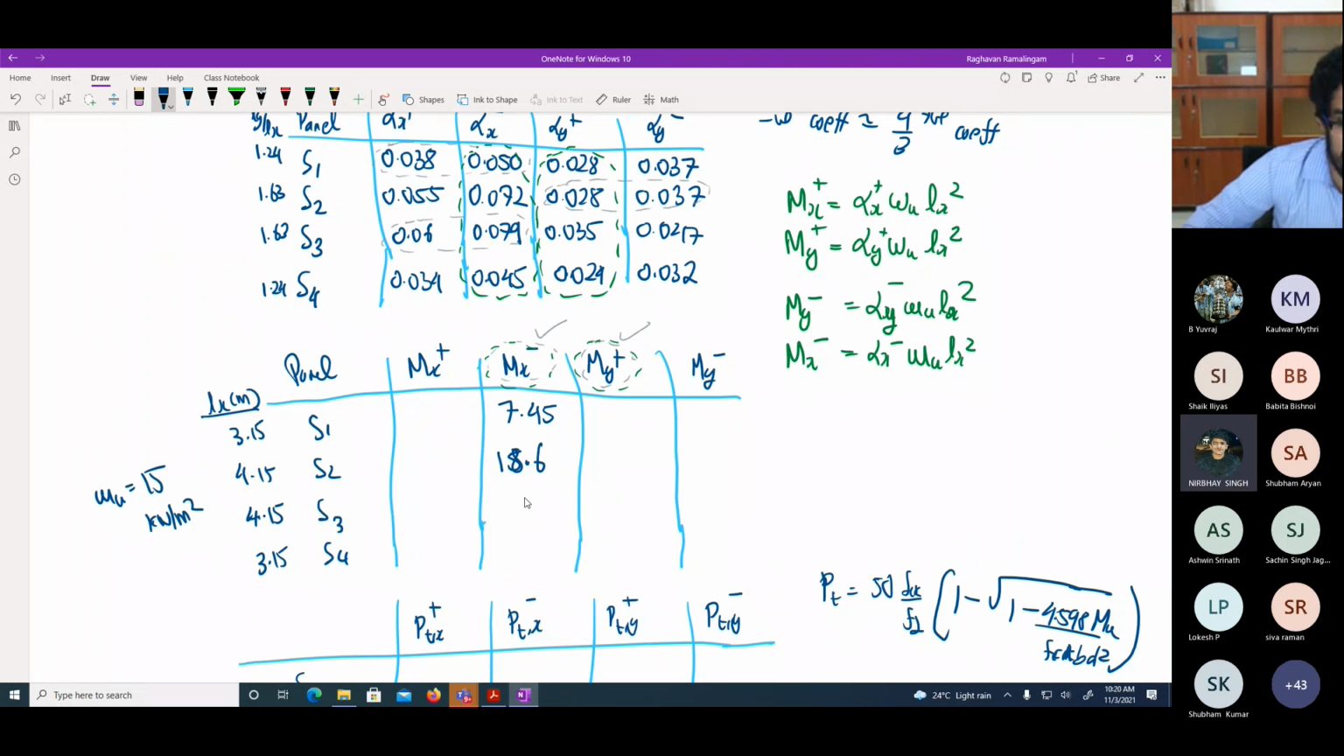Sir, I've calculated all the values for S1 and S2. So like MX plus, MX minus, MY plus, MY minus. You told in this way from here to here, everything for S1. That's okay, find it and keep, no problem. But because I want to complete this, I'm asking, S3 and S4 values, has anyone obtained for MX minus? So 20.4.